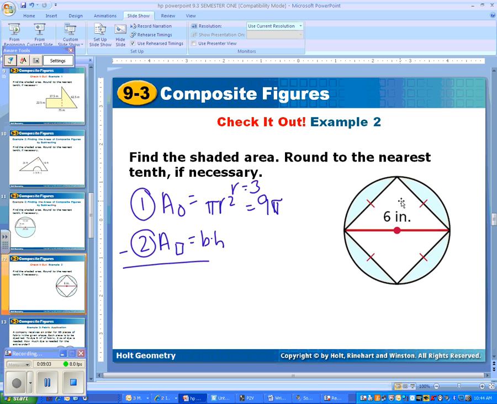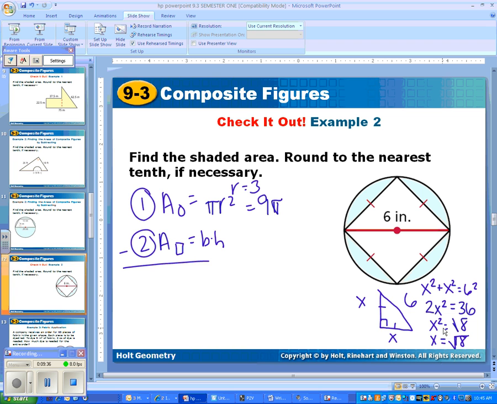But for the square, we don't know what the base and the height are. We're going to do this a lot in 2012. We know it's a square, so these sides are congruent to each other. So we could call these sides x. And we're going to use Pythagorean theorem to figure out what x is. So we have x squared plus x squared equals 6 squared. 1x squared plus 1x squared is 2x squared, and 6 squared is 36. So we divide both sides by 2, and we get x squared equals 18. And then we take the square root, and we get x equals radical 18.